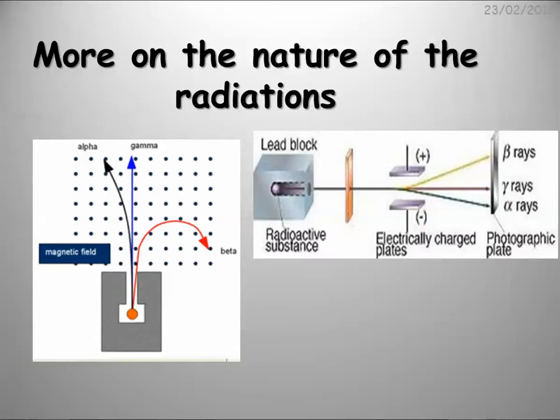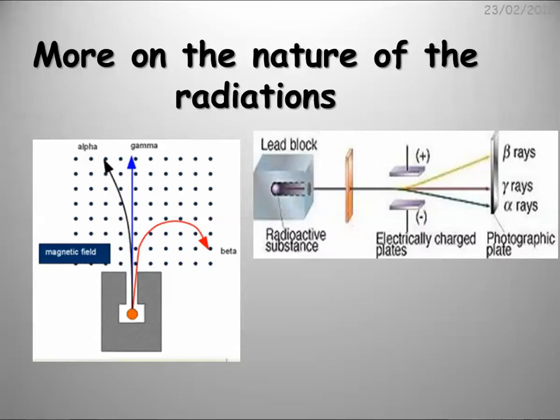The right hand picture shows an electric field. This one's a little bit easier to understand because the rules of electricity are like charges repel, unlike charges attract. So the beta is attracted towards the positive plate, which means it must be negative. The alpha is attracted towards the negative plate, which means it must be positive. And the gamma rays go straight through, which again confirm that they have no charge.